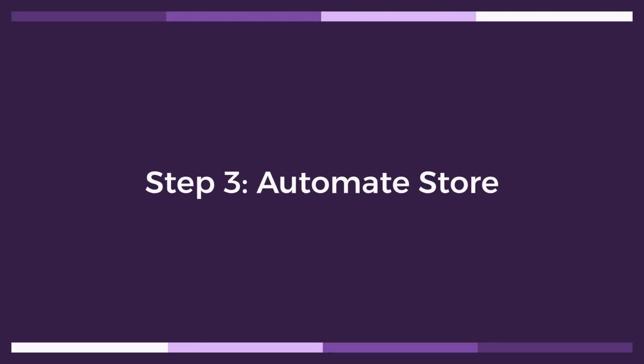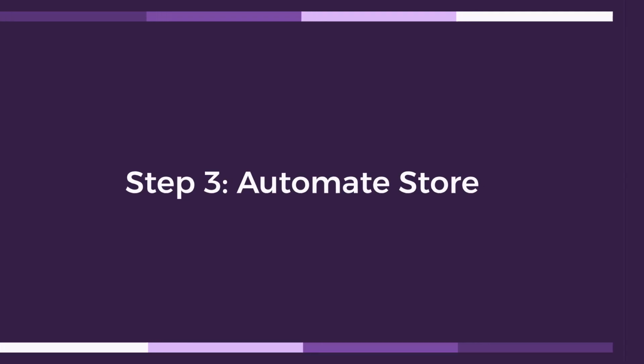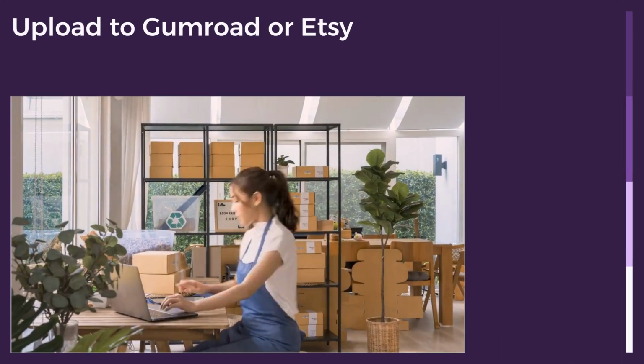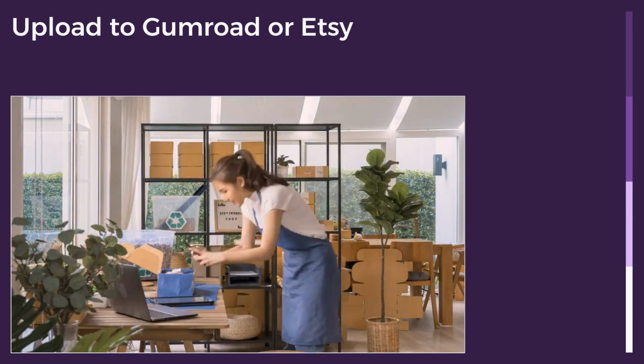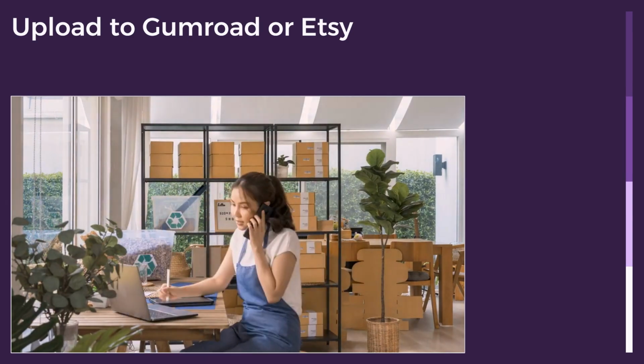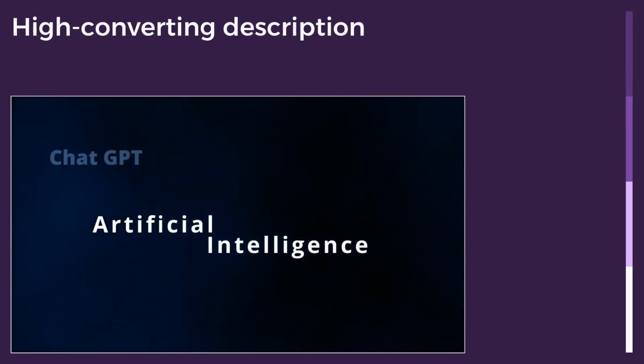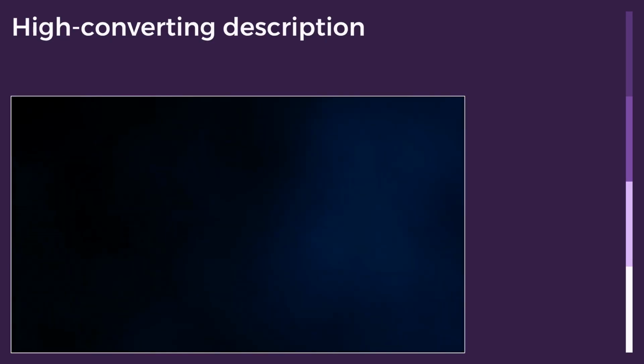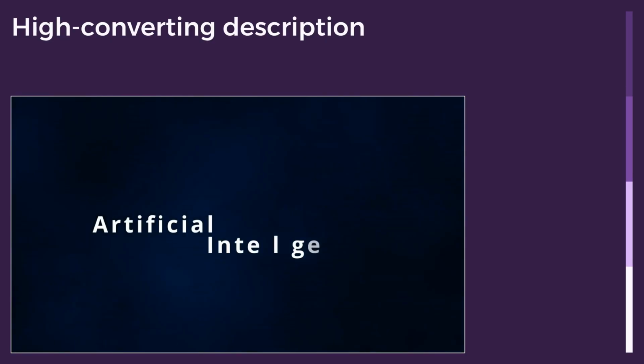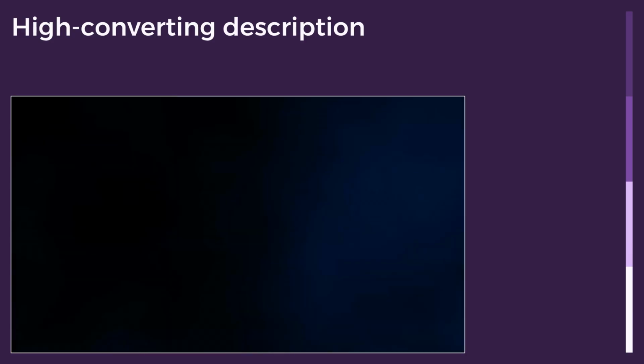Finally, step 3, package it and automate your store. Once your template is ready, upload it to Gumroad or Etsy. Create a preview video using AI tools or a simple Canva mockup. Have ChatGPT write your product description with the prompt: Give me a high-converting product description for a Notion template that solves problems. Keep it simple, clear, and beginner-friendly.